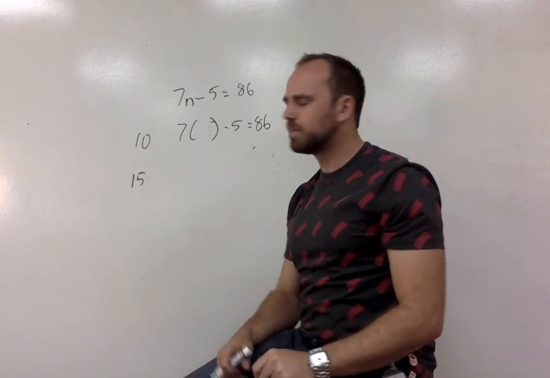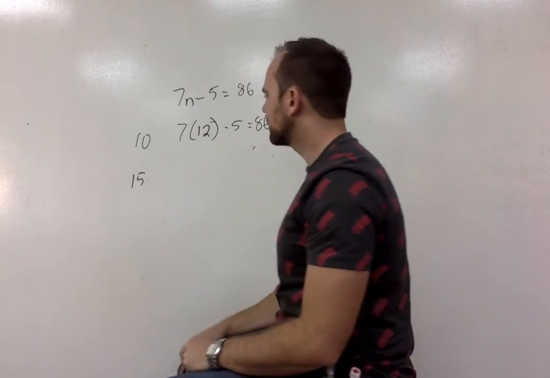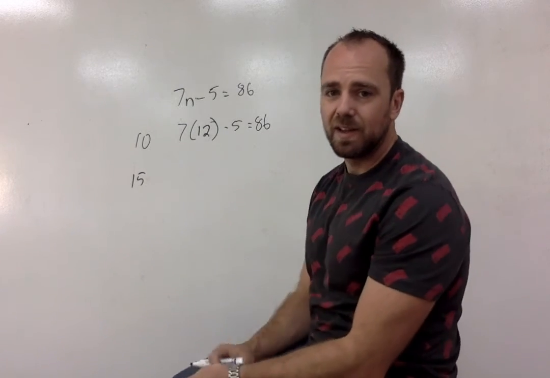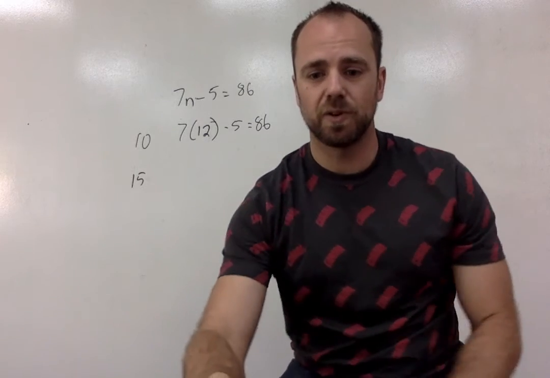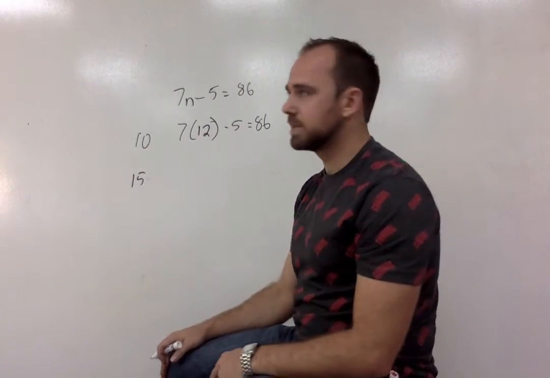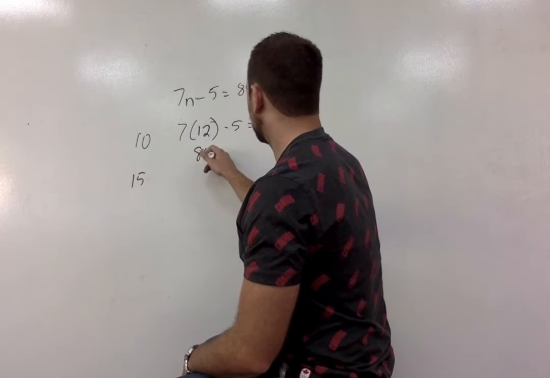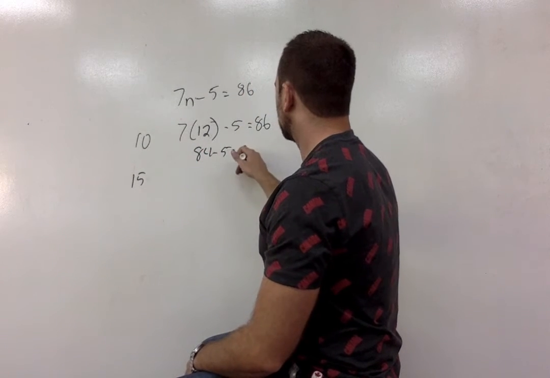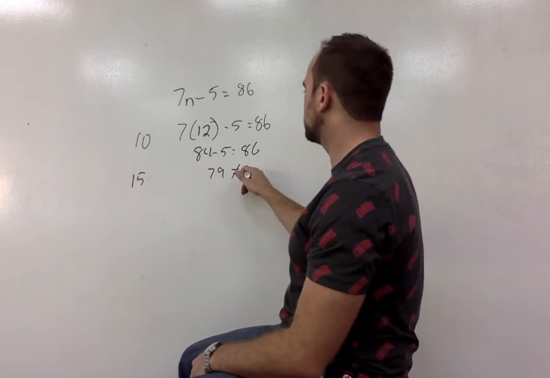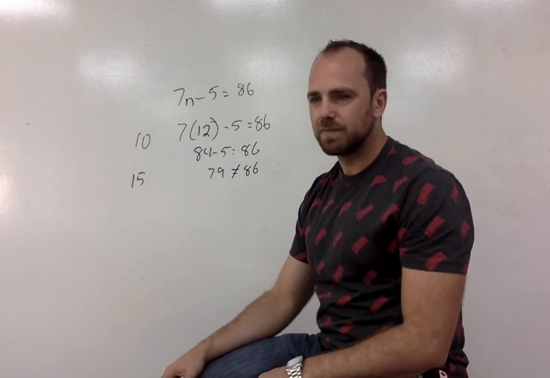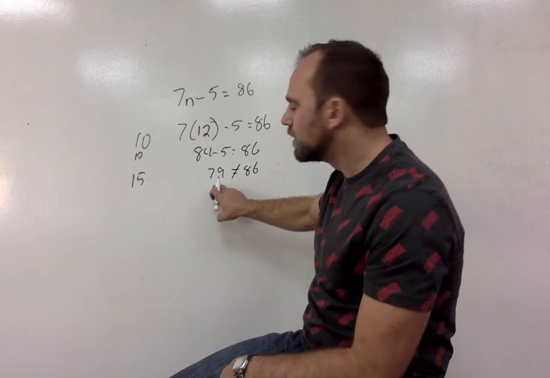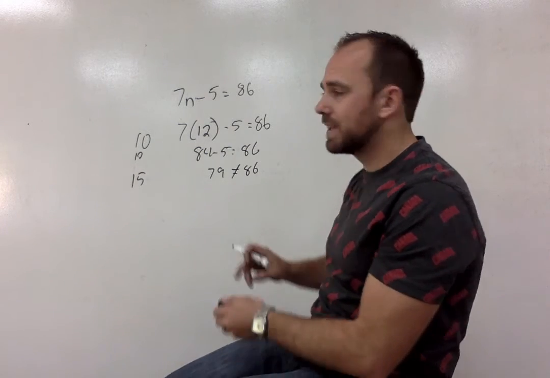I'm going to try 12. Let's start there. So 7 times 12, well 7 times 10 is 70. And then 7 times 2 is 14. So 70 plus 14 is 84. 84 minus 5, I end up getting 79. That does not equal 86. Okay, so 12 didn't work. It is too small. 79 is smaller than 86.